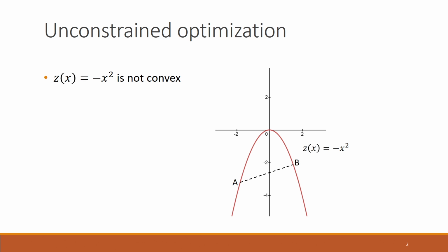This is an example of a function which is not convex. The function z(x) equal to minus x square is not convex. This is the plot of this function. We can pick any two arbitrary points, suppose a and b, and any point that you pick on this line segment, suppose this point c, the corresponding point on the function, suppose d, is lying above c. Therefore, it is not a convex function. But z(x) equal to minus x square is a concave function. I had also mentioned that there is something called a concave function.